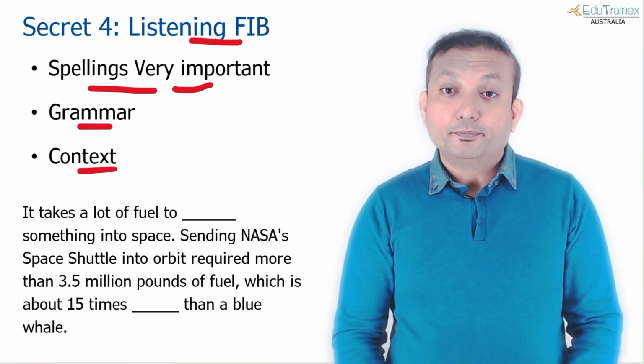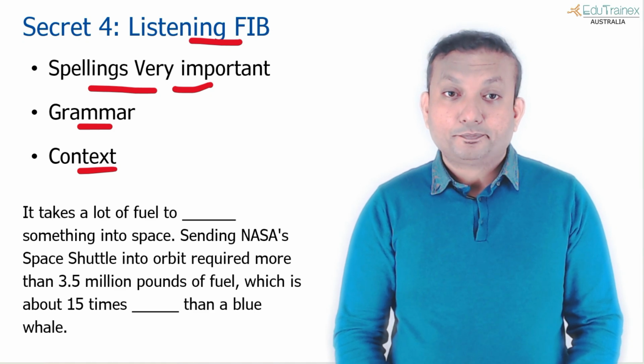Let's listen to the audio and try to figure out the words. It takes a lot of fuel to launch something into space. Sending NASA's space shuttle into orbit required more than 3.5 million pounds of fuel, which is about 15 times heavier than a blue whale.